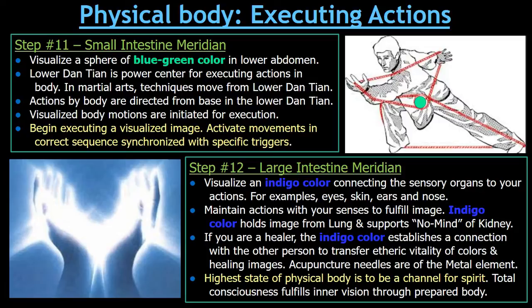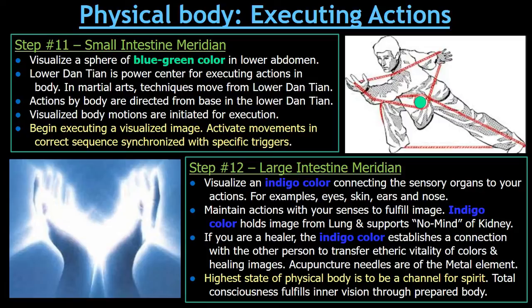Maintain the actions with your senses to fulfill the image created in steps 9 and 10. The indigo color holds the image from the lung and supports the mind of kidney. If you are a healer, the indigo color establishes a connection with the other person to transfer etheric vitality of colors and healing images. Acupuncture needles are also of the metal element and will transfer the etheric vitality through the physical body. The highest state of the physical body is to be a channel for spirit.